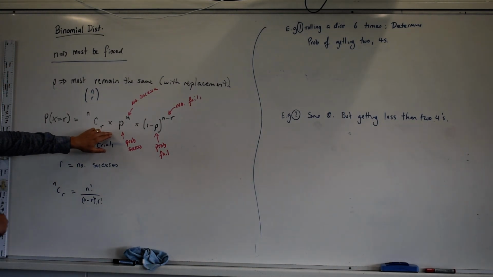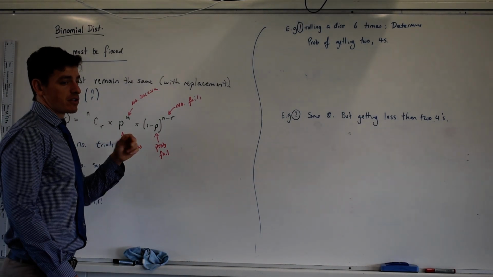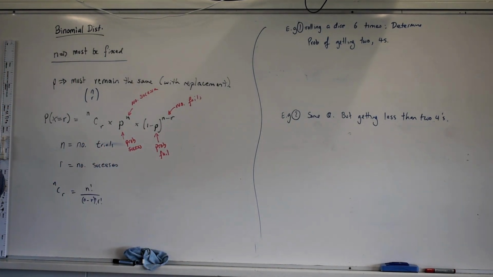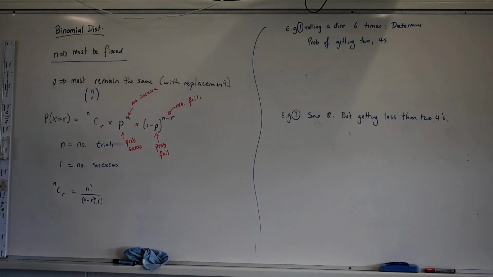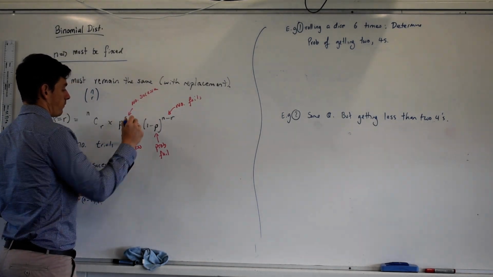So it's that multiplied by the probability of success to the power of the number of successes, multiplied by the probability of failure to the power of the number of failures. Now sometimes this is represented as q, but I don't want you having to remember another variable. I thought r was the number of successes. Yes, but it's n minus r. Oh, I see what you mean, thank you. That is r. Thanks.